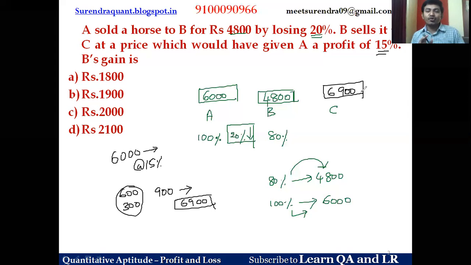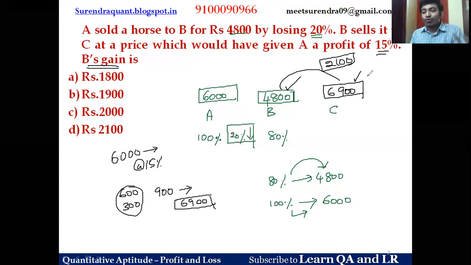Now at this price, 6,900 rupees, B is selling to C. Now what is the question? B's gain. What is the profit of B? Profit means SP minus CP. B's cost price is 4,800. His selling price is 6,900. So the difference is 2,100 rupees, which is the profit for the person B.